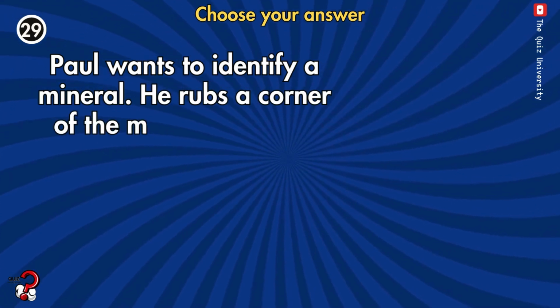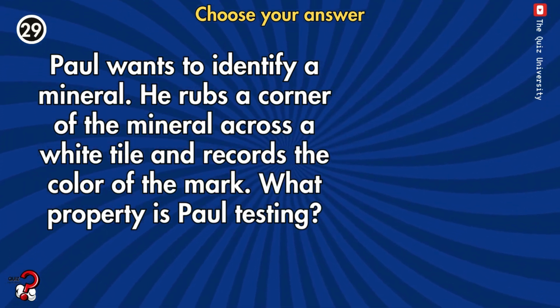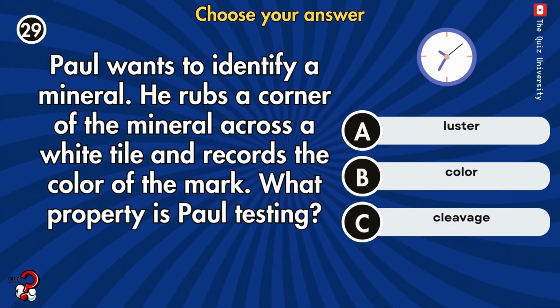Paul wants to identify a mineral. He rubs a corner of the mineral across a white tile and records the color of the mark. What property is Paul testing?